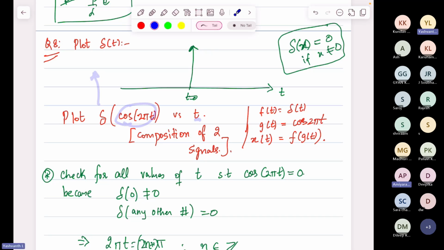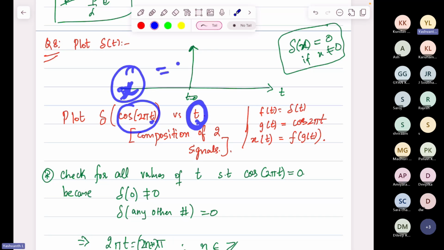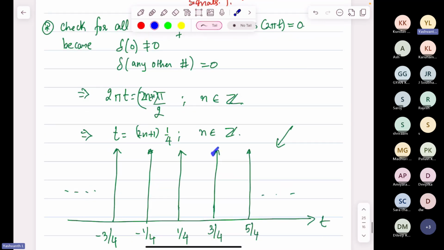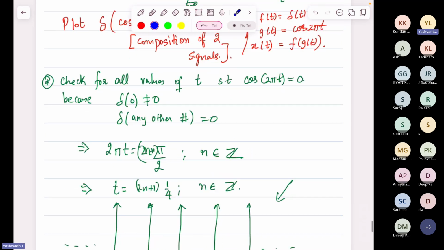Delta of x will be 0 if x is not equal to 0. Correct. Now treat this as basically your x, right? I'm asking you to plot with respect to t, not with respect to x. That means I need to find all those values of t for which x is equal to 0. Only there I will have these peaks. Yes, sir. Got it.